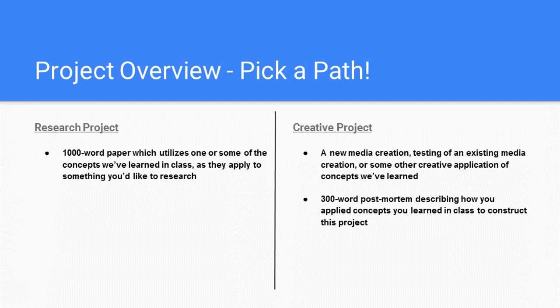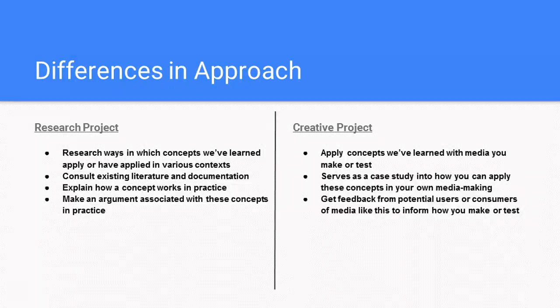You can also take a creative path where you either make something new in media, test a piece of existing media, or you do some sort of other creative application with digital media within this digital world, attaching them to concepts that we've learned throughout the class. With this creative project, you'd be making something or testing something. In relationship to that, there's also a 300-word postmortem that describes how you applied some of the concepts you learned in class to construct this creative project, which I'll detail a little bit further below.